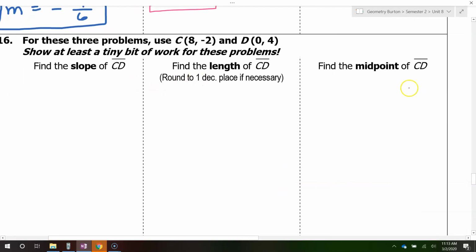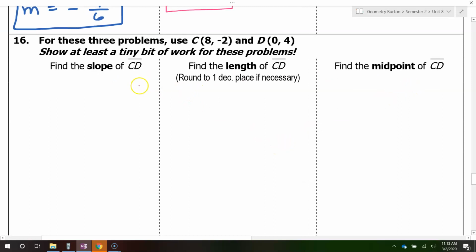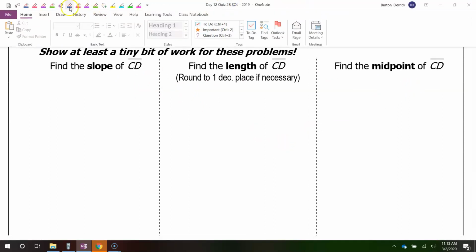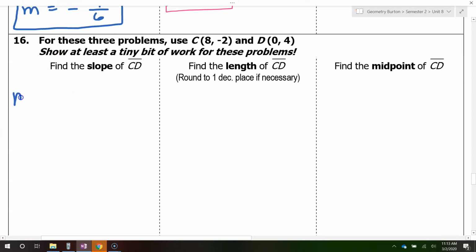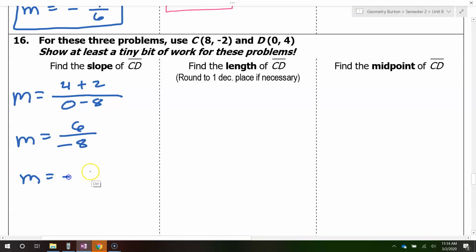All right, slope, length, midpoint. Okay, I guess we're just practicing. So let's go back and, all right, so slope. Again, we're doing y minus y over x minus x. So 4 plus 2. All right, it was really 4 minus negative 2, but it becomes 4 plus 2. Now x minus x, so that's 0 minus 8. So that's going to be 6 over negative 8, which reduces down to negative 3 over 4. So here is the slope.